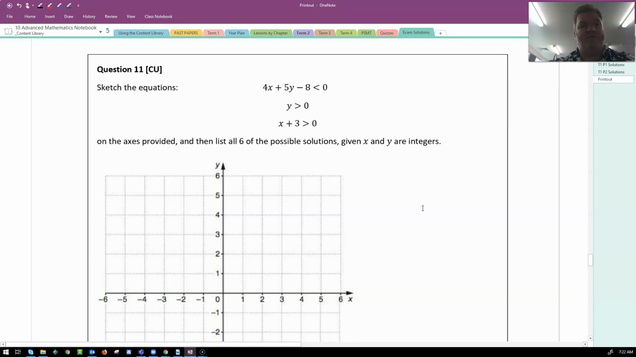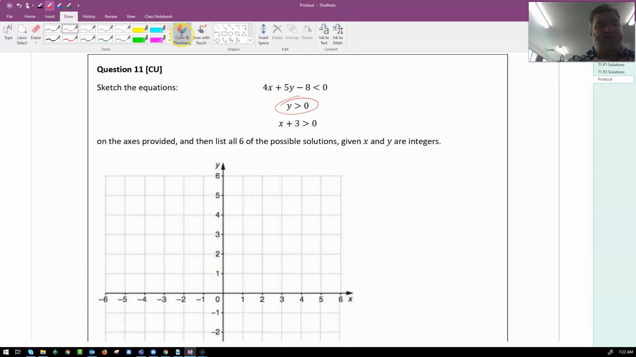Question 11, complex unfamiliar. Sketch the equations. Oh, we've got inequalities to sketch. This will be fun. Let's start with the easy one. Y is greater than 0. So I need to sketch y equals 0. What is y equals 0? It's just a line along the x-axis, because that's where every y coordinate is 0.